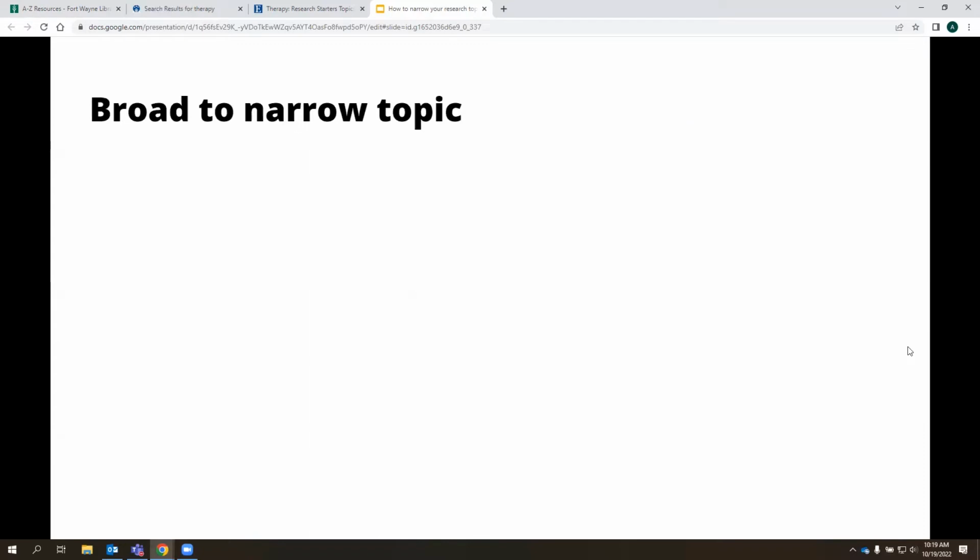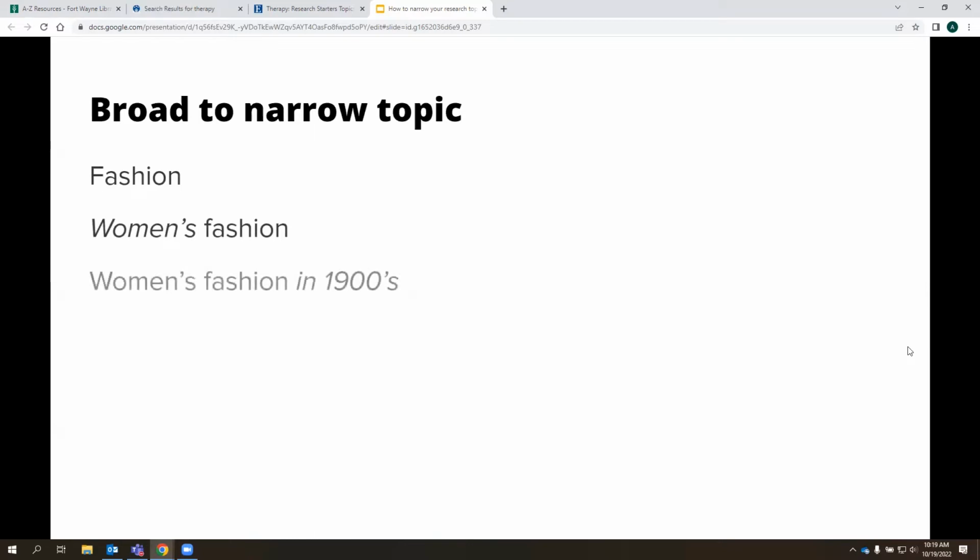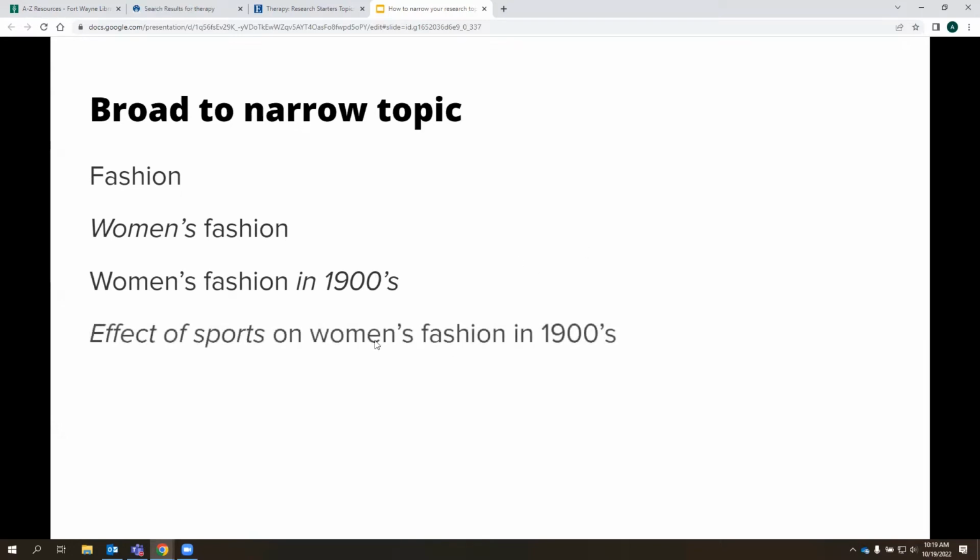So here's another example of narrowing a topic by answering the questions on the previous page. You can see fashion is a really broad topic, and then we can talk about women's fashion, and we can add a year or time period, women's fashion in the 1900s, and we can talk about a cause and effect, the effect of sports on women's fashion in the 1900s. And you can see that answering these questions helps lead us to a more defined and focused topic that we can work with.